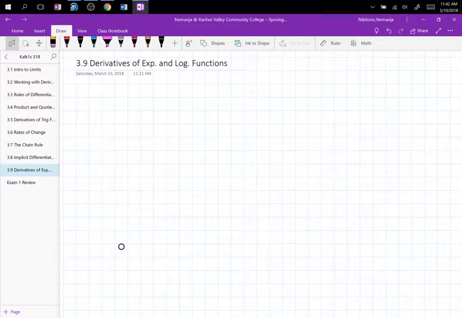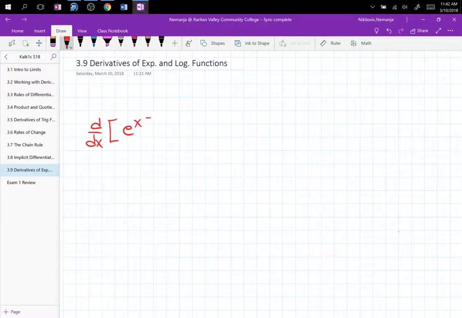We're going to talk about derivatives of exponential and logarithmic functions. Let's talk about exponential first because we already covered that, and then we are going to deal with logarithmic functions. So, the derivative of exponential functions. Well, we already know that the derivative of e to the x is e to the x. That is one of the formulas we dealt with before, and we know that it's the only function that exists which has the derivative to be itself.